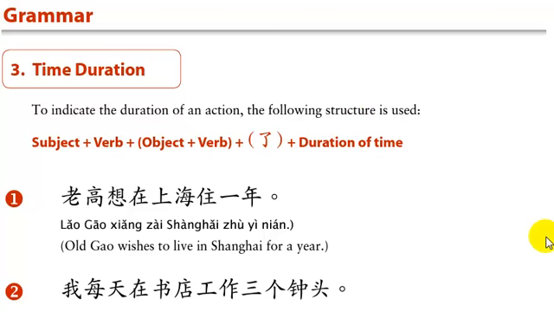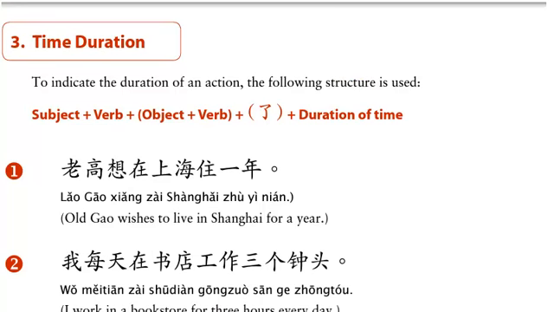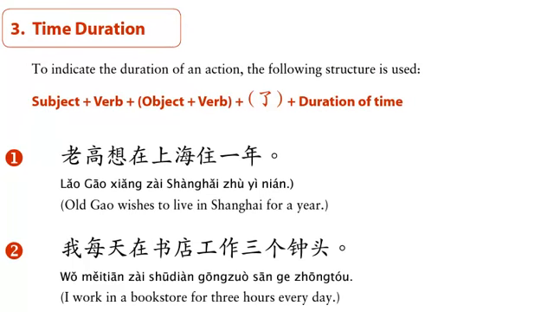Okay, so the first item here is time duration. And you'll recall we saw this in the dialogue. They give a structure up here: subject plus verb plus object plus verb, and then, this is optional, le, and then the duration of time. So let's see what that looks like in practice.